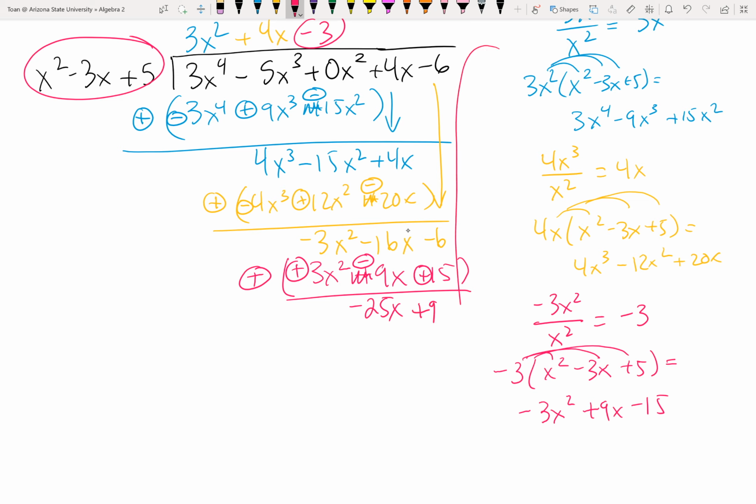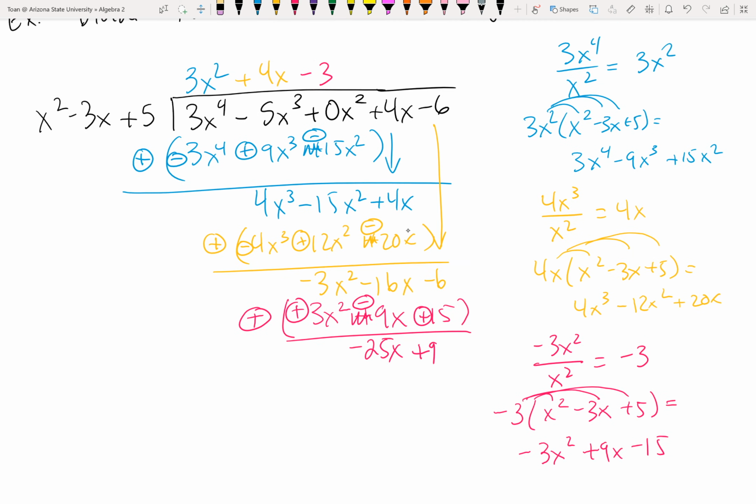Notice how there's nothing left to bring down. That is a signal that things are done. Another signal that you are finished is notice that this exponent is smaller than that exponent. So this right here is our remainder.